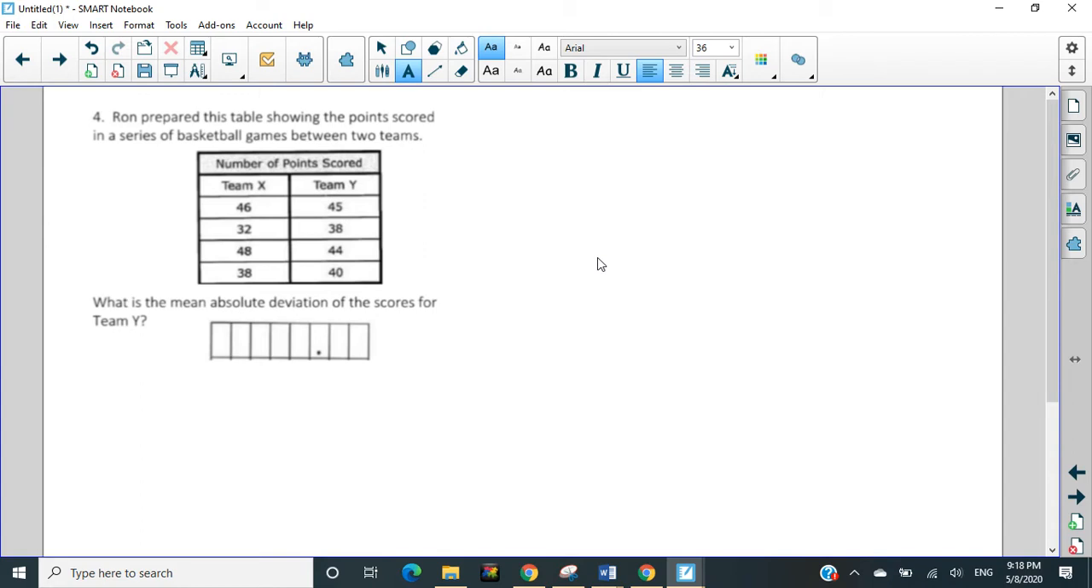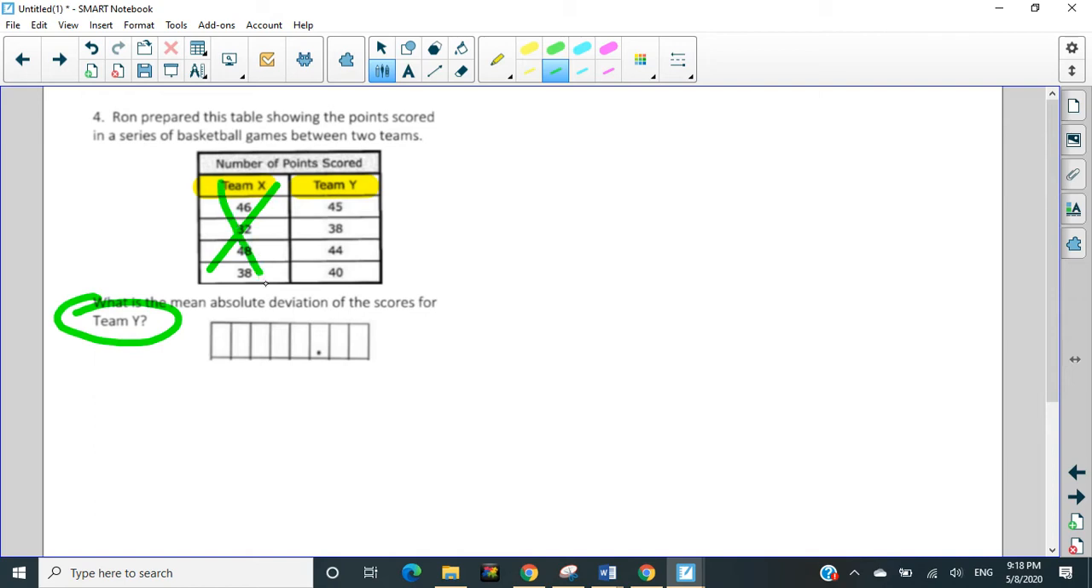It's important for you guys to read the question because notice in this type of problem, you have a table with two columns, right? So you have here team X and team Y. But what is the question asking for? Team Y. So we're not going to be paying attention to the X. We're just going to be working with the numbers that are under the team Y. Okay, so remember that we are doing mean absolute deviation. So the strategy is Add Set.